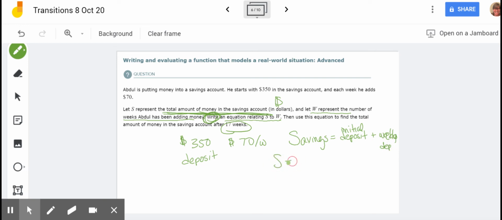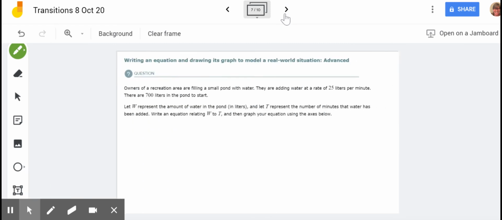So S is equal to, what's his initial deposit? It's $350. Plus every week he puts in $70. And that's your equation. And then all you're asked to do is plug in the 17. I'm not really going to show you that because I know all of you can do that. That's not a tough one to do. Okay, just make sure that S is in dollars. So make sure you put dollars in your answers. Well, in Alex, you don't have to worry about it, but in other problems you would.